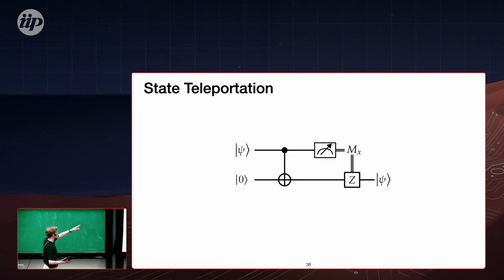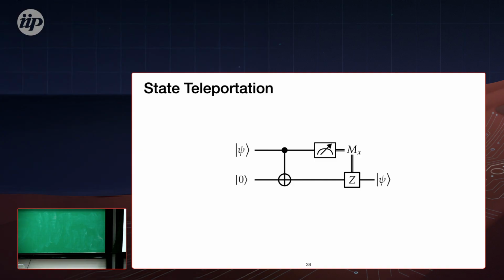So this circuit here implements a state teleportation, which we can verify. So we have a physical state psi, and we couple it to an ancillary qubit. We measure out the state in X, apply Z correction, and have teleported the state. We can verify this by just calculating. So I will do the calculation.